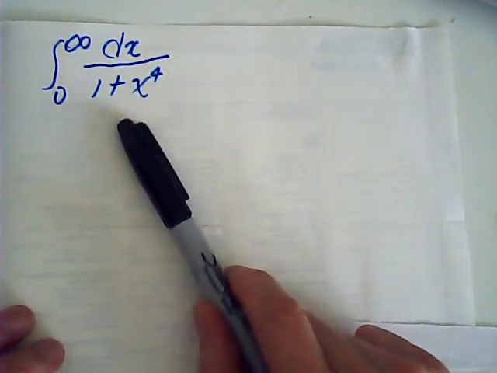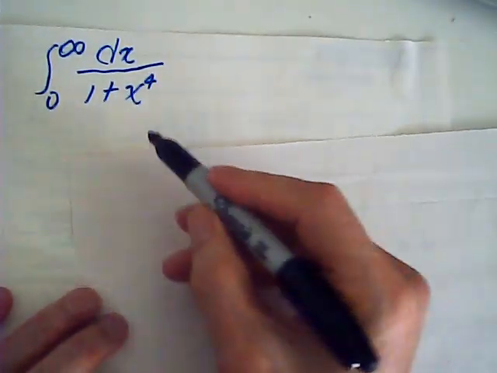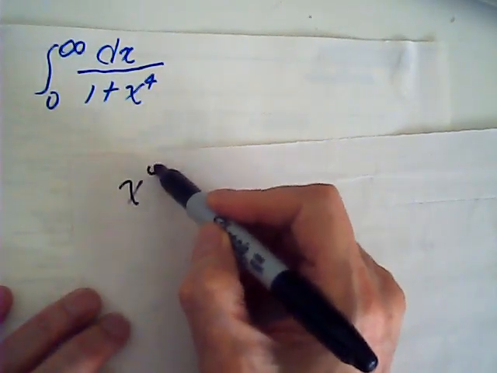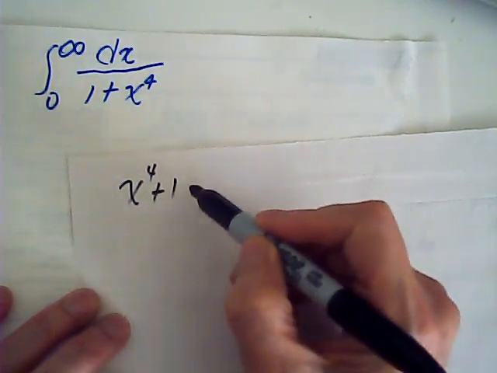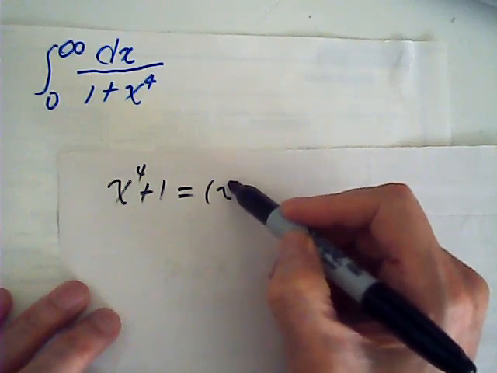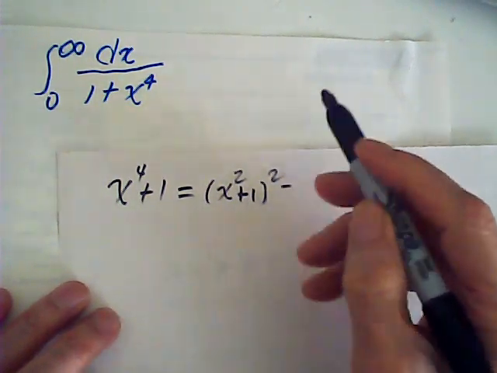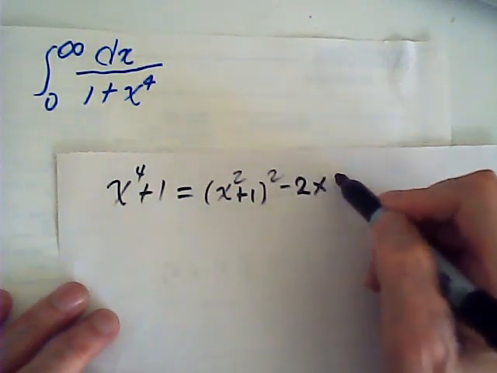Okay, look at this integral, and how do we start? Well, we may factorize the denominator. Now, how do we factorize this one? This x fourth plus 1 is equal to x squared plus 1 square minus 2x squared, right?